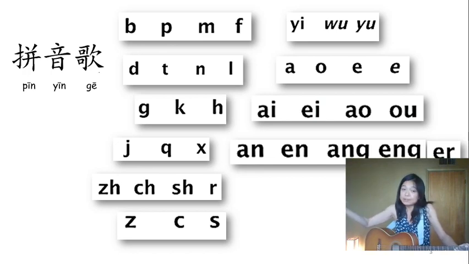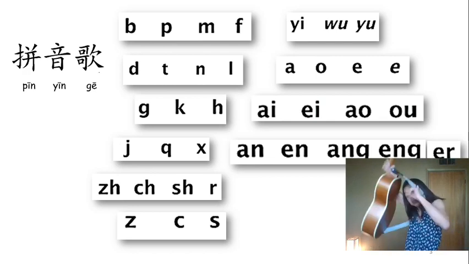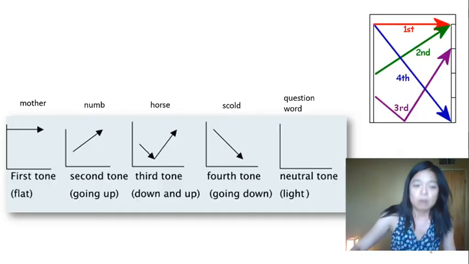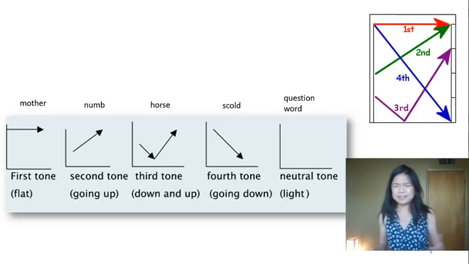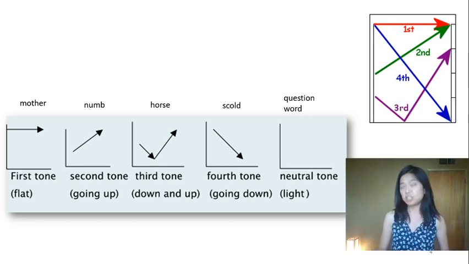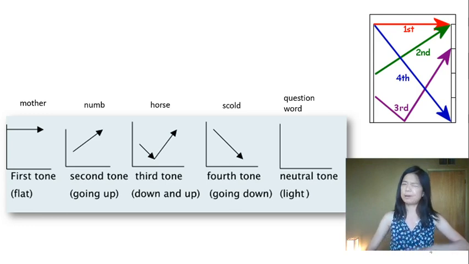So you can sing along too, like everything else we do in Mandarin class. So pinyin is the Mandarin spelling word, right? So pinyin ge is the Mandarin pinyin song. So next, but guess what? Besides pinyin, we have a tone per each character. So how many tones do we have there? Let's find out.